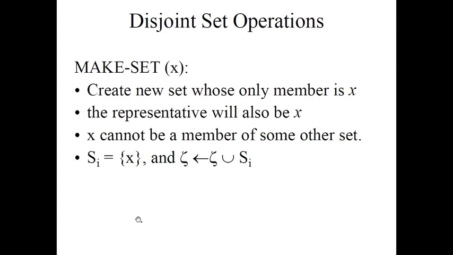If we ask for the representative twice without modifying the set, we should get the same answer. There are three important operations in disjoint set operations: make set, find set and union. The first one is make set. Make set is a very simple operation. It creates a new set whose only member is x, and this x is going to be the representative of that particular set.